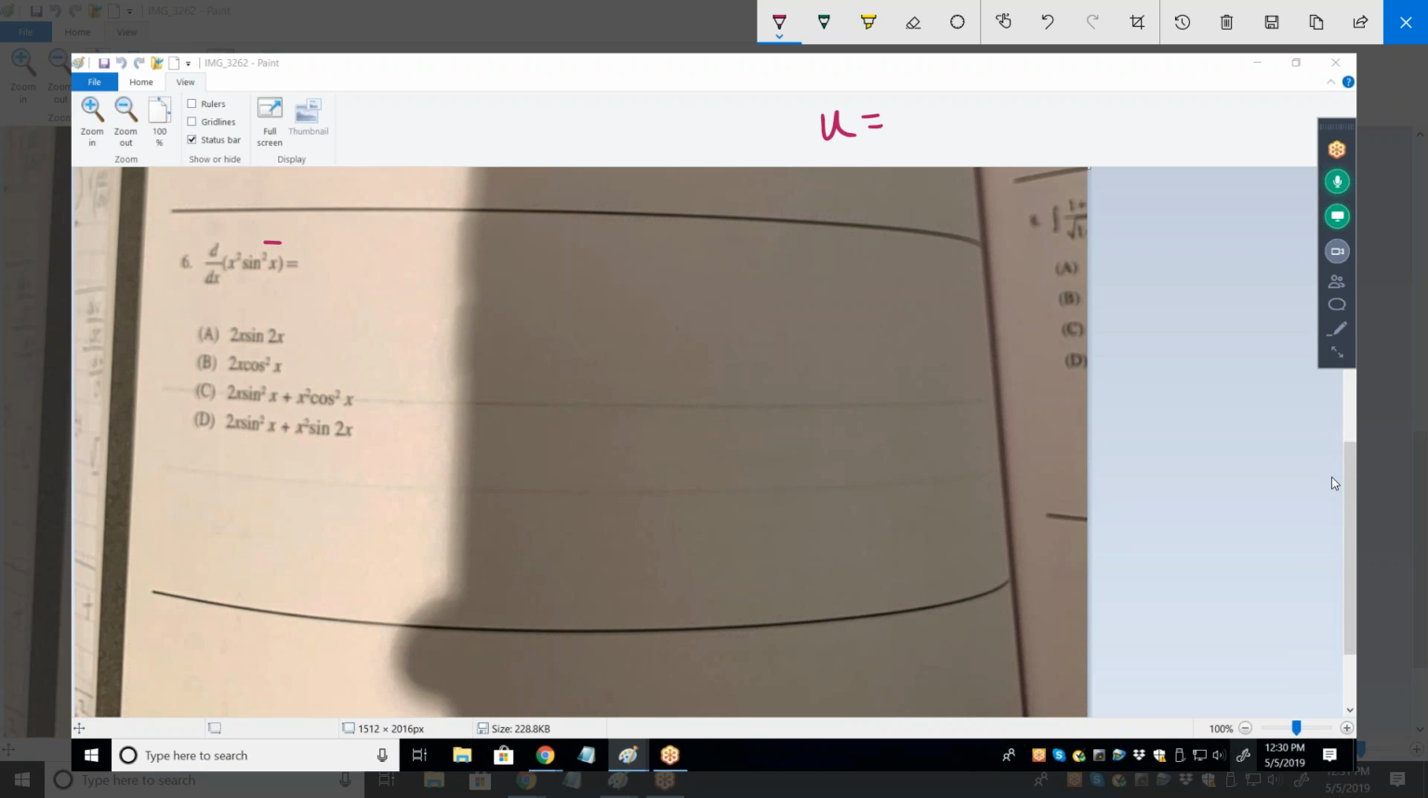In other words, we don't have any problem dealing with the x squared. That's not going to give us any problems. But what are we going to do with sine squared x? How do we differentiate that? What is u equal to? u would be equal to sine x. Good. Whereas if it was sine of x squared, u would be x squared. So that's the difference.